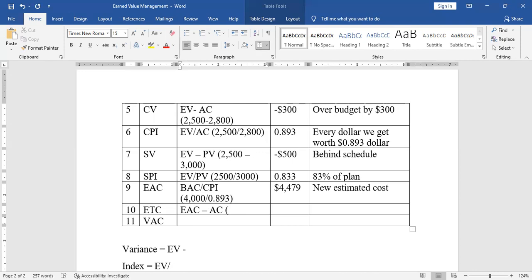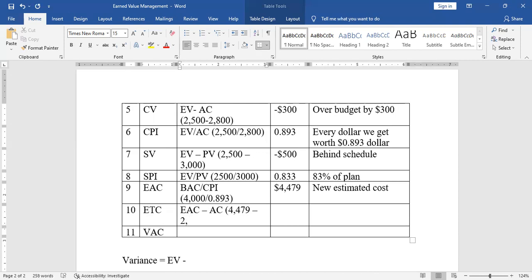So it will be 4,479 minus what we've already spent, which is 2,800, the actual cost. So we're going to spend 1,679 more. The amount needed to complete the project. ETC.